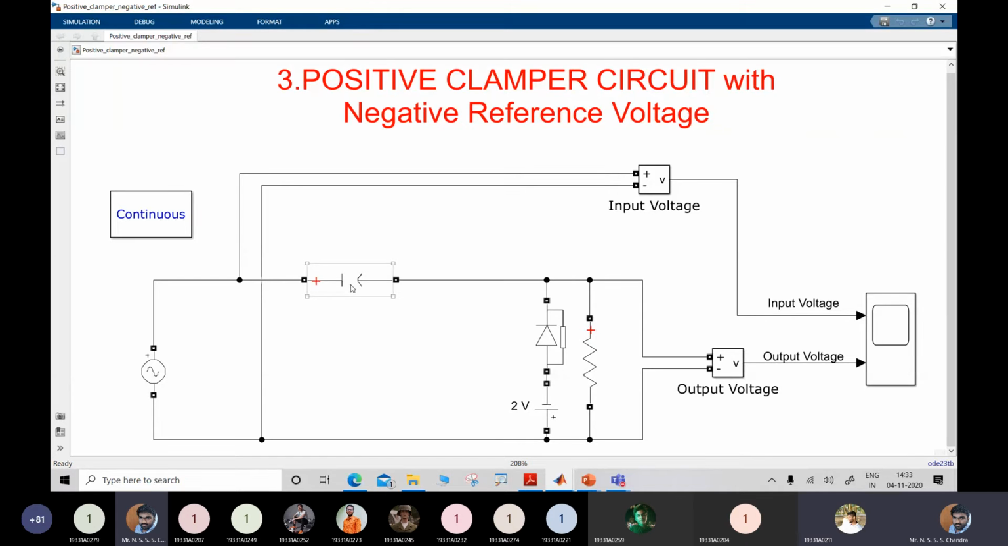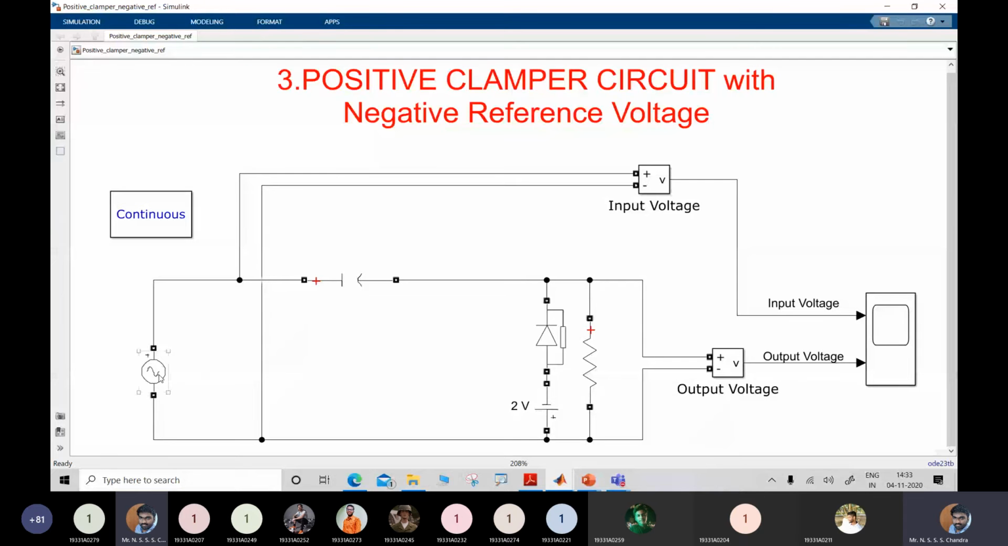Vm minus VDC. So if the peak voltage is 10 volts, it will be 10 minus 2, that is 8 volts. The capacitor voltage will be 8 volts, so the shifting voltage will be plus 8 volts.